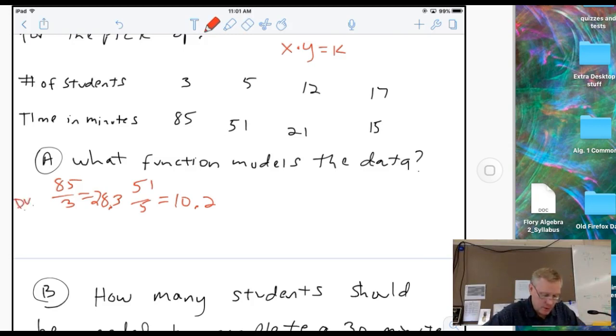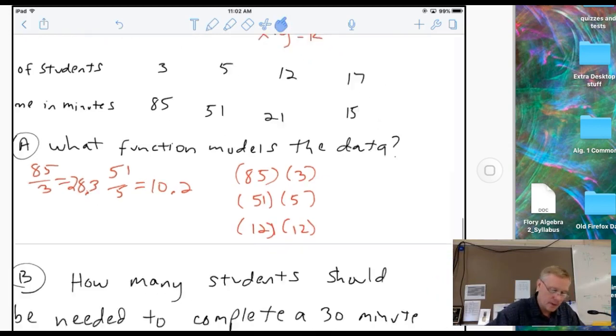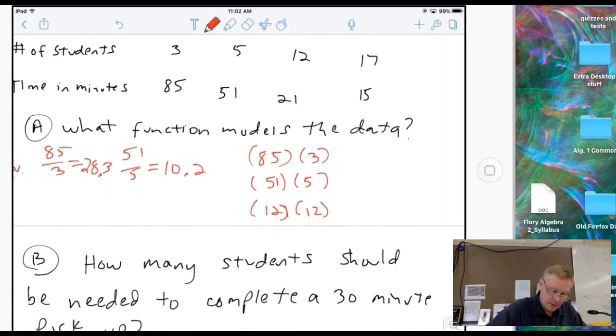If it's inverse, if I go x times y, what is 85 times 3? What is 5 times 51? What is 21 times 12? And last but not least, if I multiplied 17 and 15, you're going to start to see a pattern here.